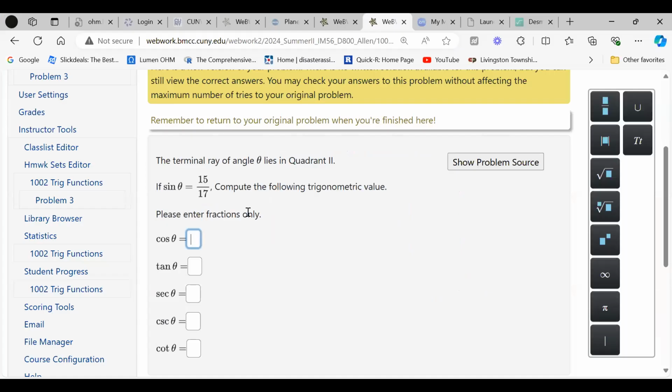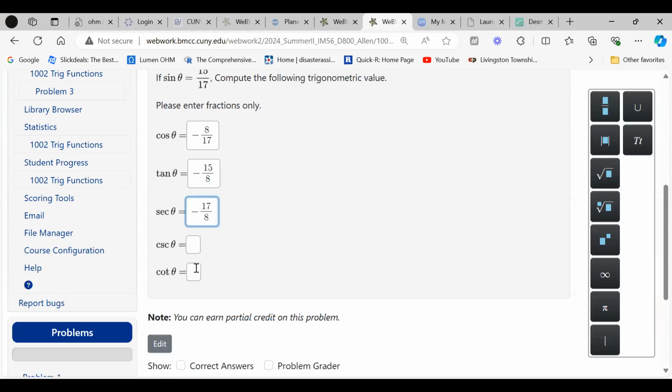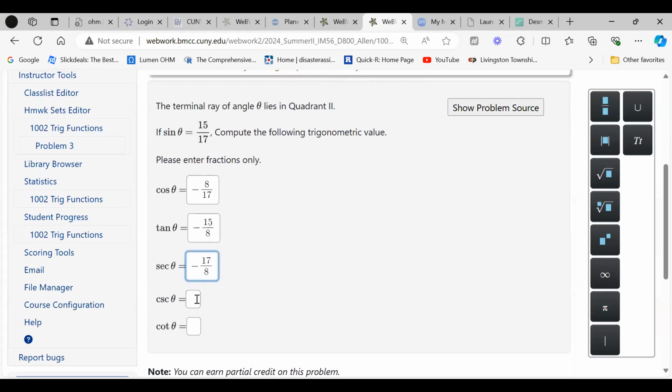Put the answer. Cosine is minus 8 over 17. And tangent is sine over cosine, so it's minus 15 over 8. Secant is the reciprocal of cosine, so minus 17 over 8. Cosecant is the reciprocal of sine, so 17 over 15. And cotangent is the reciprocal of tangent, so it's minus 8 over 15.